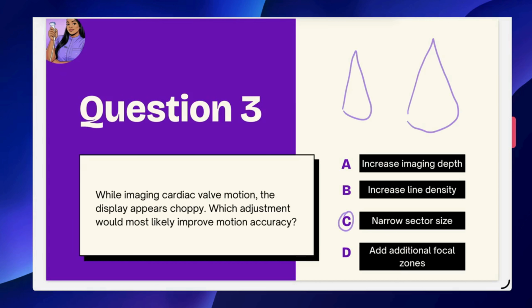What affects the frame rate? How does that apply to temporal resolution? Always consider, if it's going to make my system work harder just to build one frame, that's going to help you choose the correct answer. So now we know that's narrow sector size. Hopefully you understand what I'm saying here.